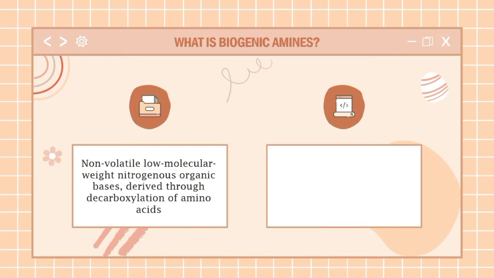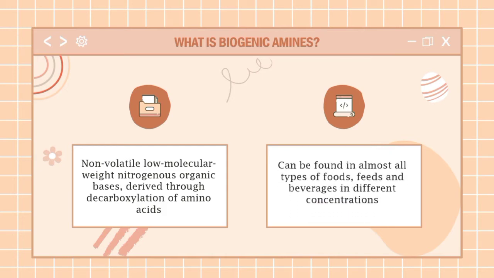Biogenic amines are non-volatile, low molecular weight, nitrogenous organic bases derived through decarboxylation of amino acids that can be found in almost all types of foods, feeds, and beverages in different concentrations. All foods with a high content of proteins and free amino acids may provide suitable conditions for biochemical and microbial activity, and consequently biogenic amine formation. Biogenic amines are resistant to heat treatment applied in food processing.